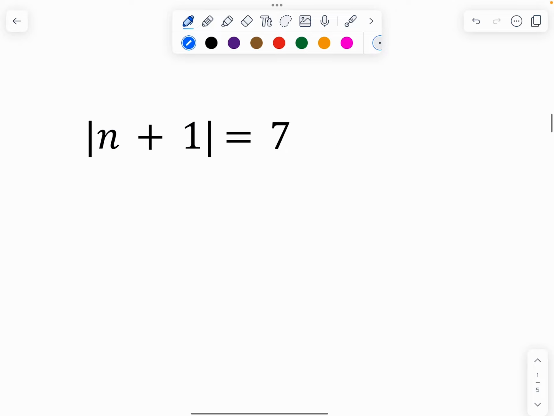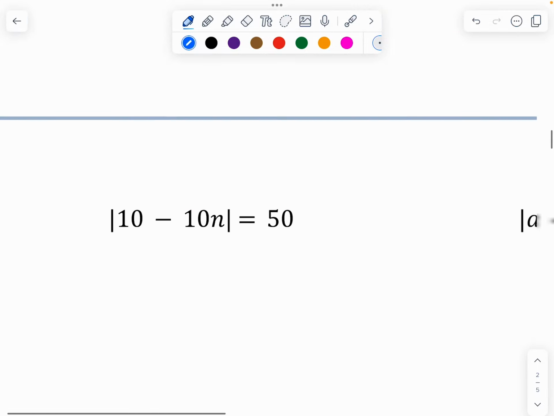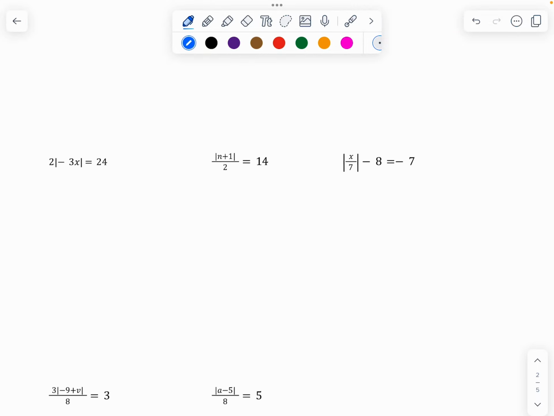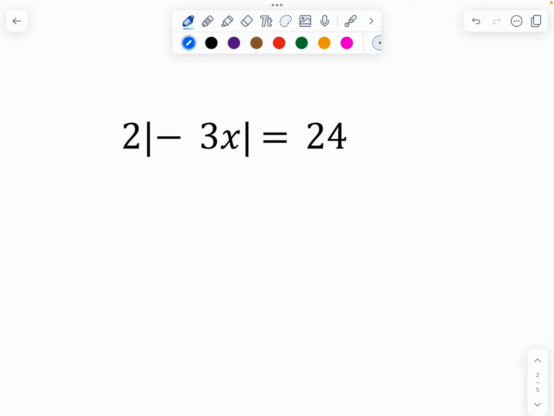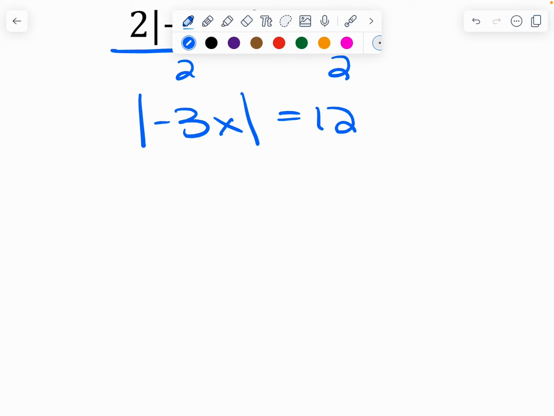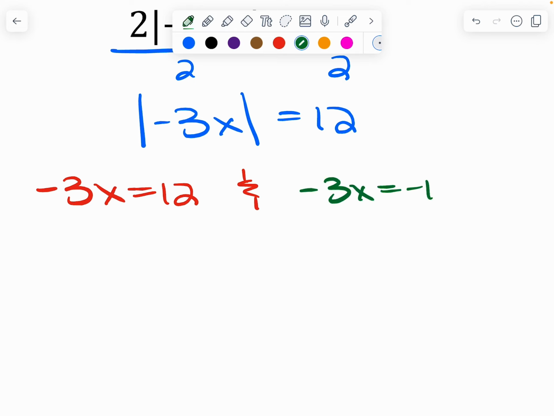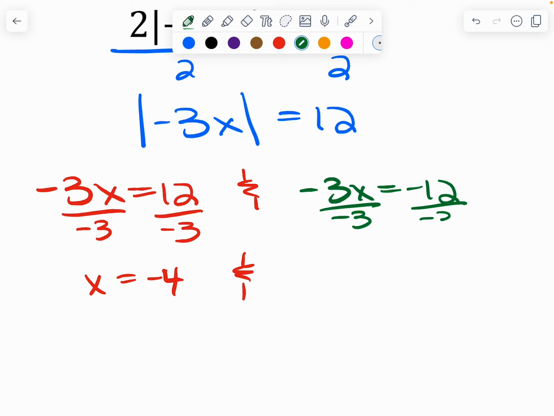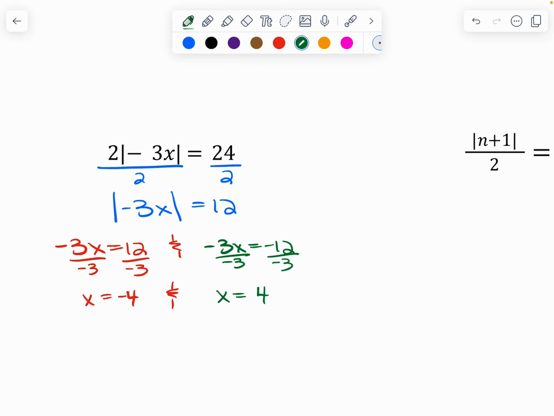Okay, next. I want to go to the harder ones. I want to go to this one. Right here, right now I have multiplication on the outside. So I need to get rid of that first. So I'm going to divide by 2 on both sides. And I'm going to get the absolute value of negative 3x equals 12. That's a positive number. So I'm going to come over here and write negative 3x equals 12 and negative 3x equals negative 12. I divide by negative 3, and I get x equals negative 4. Divide by negative 3, and x equals positive 4. They are not always opposites of each other.